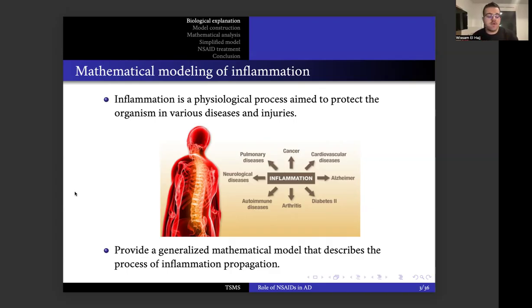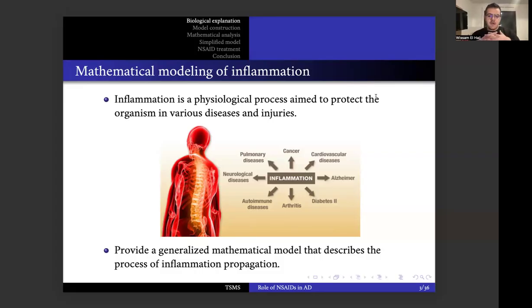If you cut your finger, if you wake up with a bacterial infection, even in cancer, cardiovascular disease, Alzheimer's, diabetes, and autoimmune disease, and so on. As you can see in the figure, this process happens in several diseases. Today I will only present the part on Alzheimer's disease. But in general, my field of interest is to provide a generalized mathematical model to describe the process of inflammation. Even though all of these diseases are different, the process of inflammation is quite similar. I will present it in the next slides, but just to introduce it.